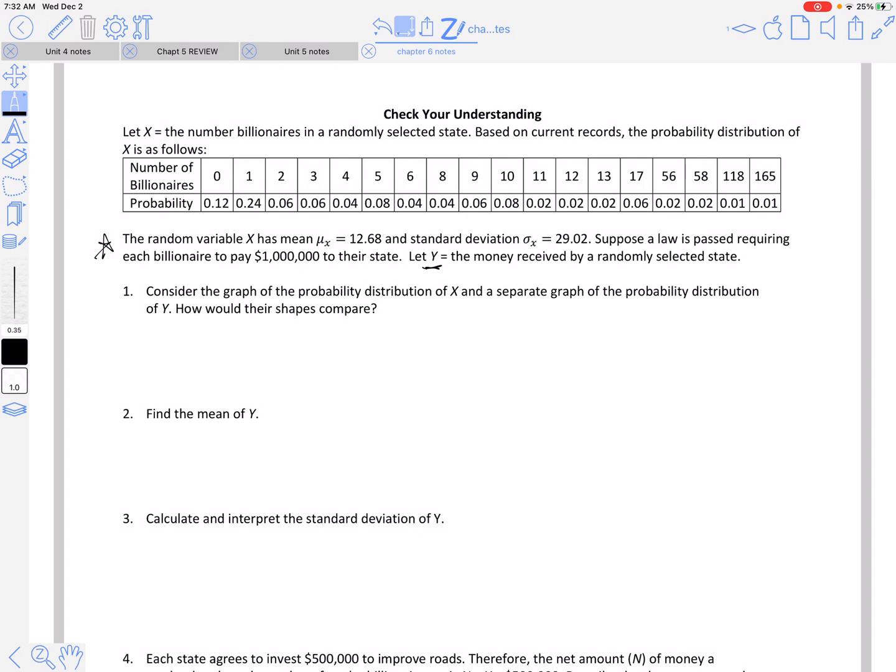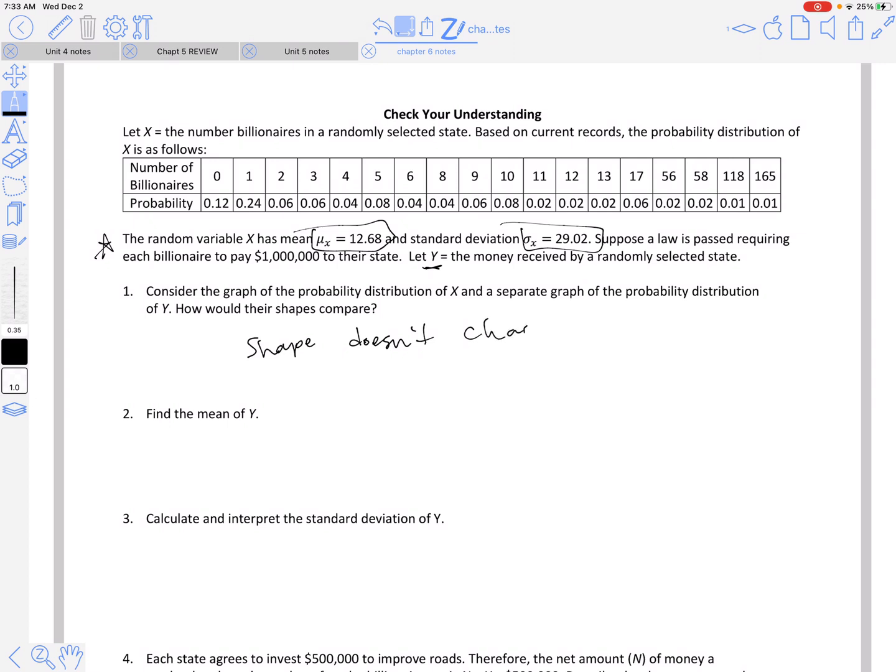So we're going to multiply by 1 million to every single value. We don't need to put all of that into our calculator. That's a lot of numbers to enter when we already have this info and the knowledge that we just reviewed. So first off, consider the graph of the probability distribution of x and a separate graph of the probability distribution of y. How would their shapes compare? And this is another reminder, the shape doesn't change.